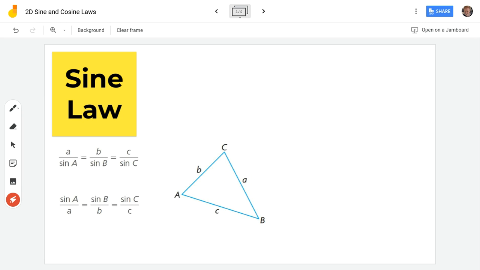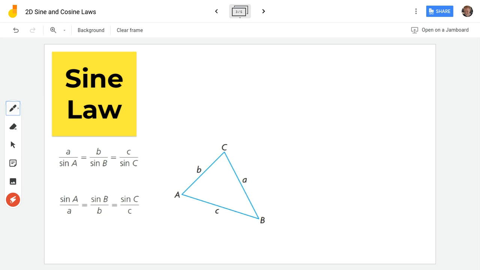You don't need to use all three. Generally, you'll have enough information to use two parts of it like this, and you won't care about the third side and angle. So you'll just use a and b, or you'll use b and c, or you'll use a and c, like that. It doesn't matter whether you put the side or the angle on the top, as long as the angle goes with the sine, of course, and as long as all the sides are on the top or all the sides are on the bottom.